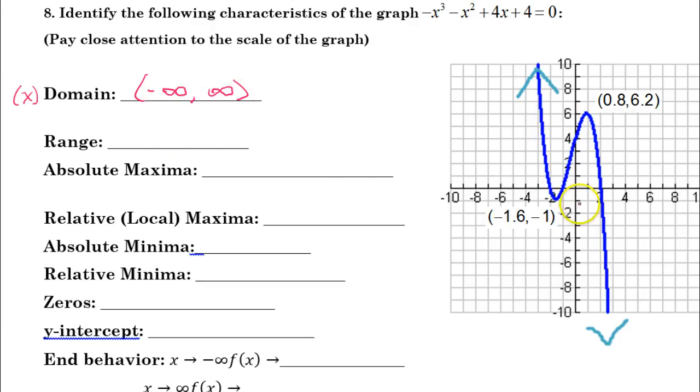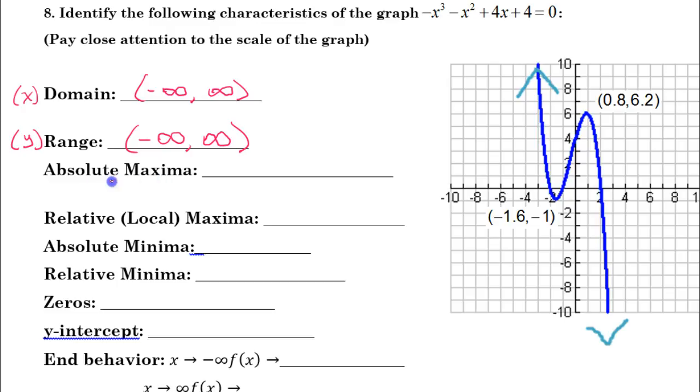Okay? Similarly, the range is all about the y values. How far does the graph go down, and how far does it go up? Well, this graph goes down forever and up forever. So that is also negative infinity to positive infinity.